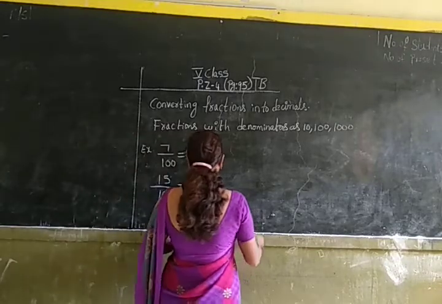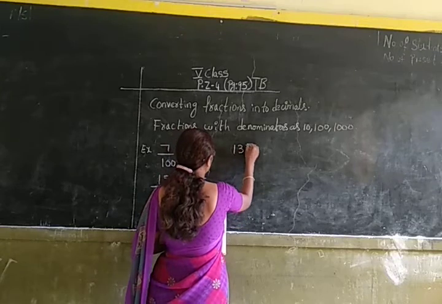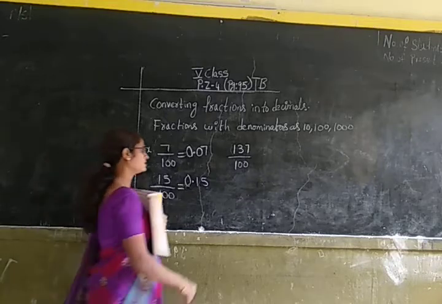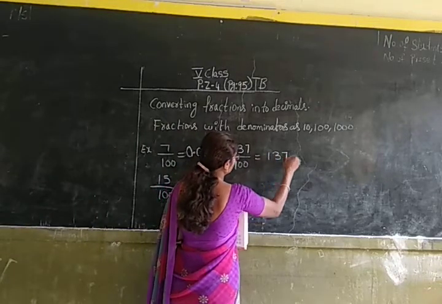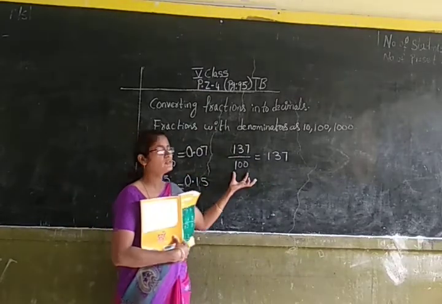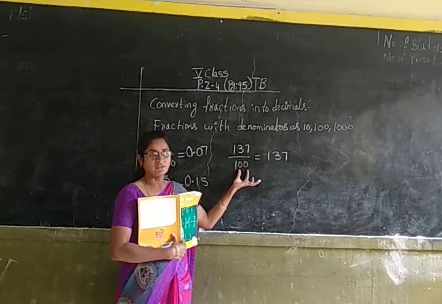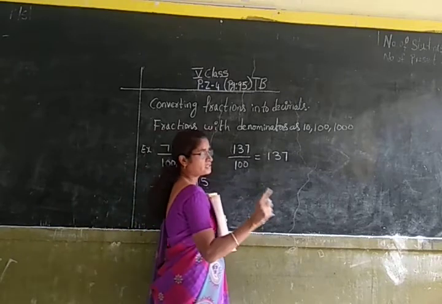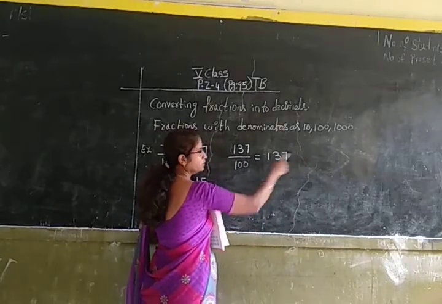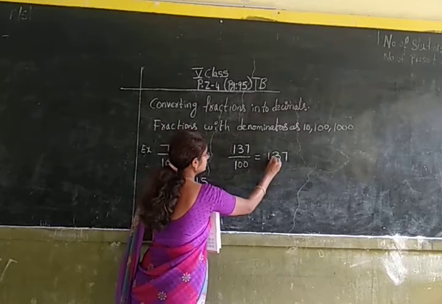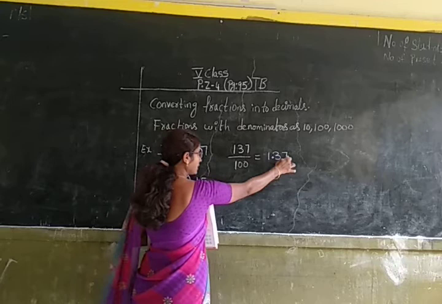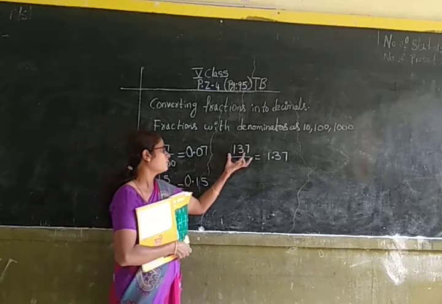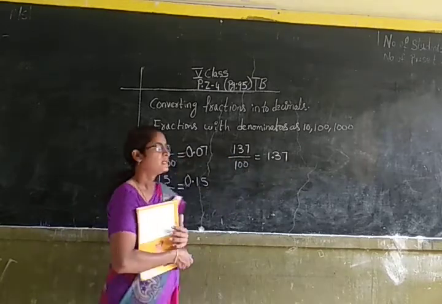Okay children. Now let us convert 137 by 100 into decimal. First you write down the numerator as it is. Here the numerator is 137. In the denominator you are having 100. So 100 is having 2 zeros. So you have to put a point after 2 digits. You have to count the digits from right to left. So 1, 2. Did you understand children? You always have to count the digits from right side to left side. So you have to put a point after 2 digits. So the decimal form of 137 by 100 is equal to 1.37.